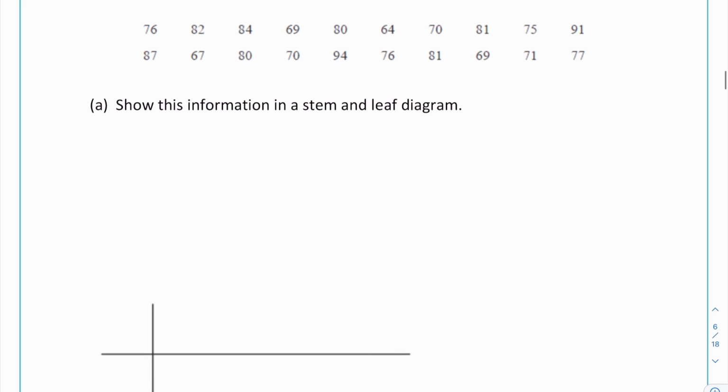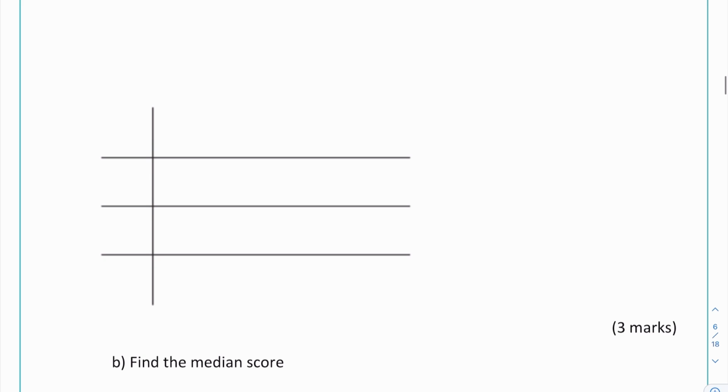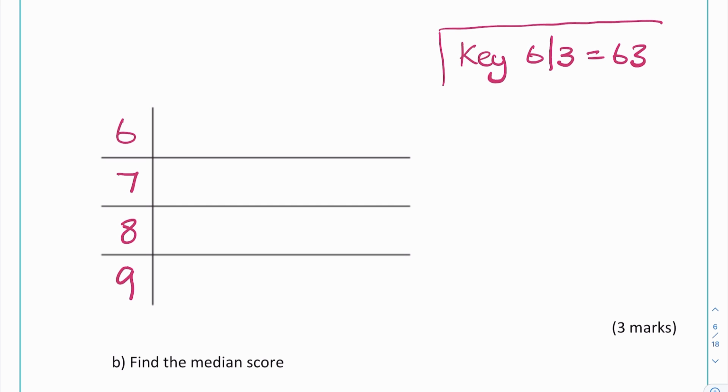So for this one, have a look at the list. We have numbers in the 60s, all the way up to numbers in the 90s. So down the side of the stem and leaf, I want 60, 70, 80, and 90. And of course, I need a key to go with that, so that it makes sense. So 6 slash, and then any number, let's go with 3, is going to be equal to 63. And that would be my key for this stem and leaf.